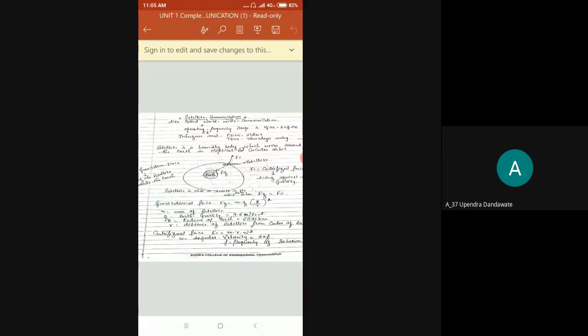And this is the definition. You have to write this, everyone has to write this. Satellite is a heavenly body which moves around the Earth in an elliptical or circular orbit. Elliptical is nothing but what? It is in an oval shape.